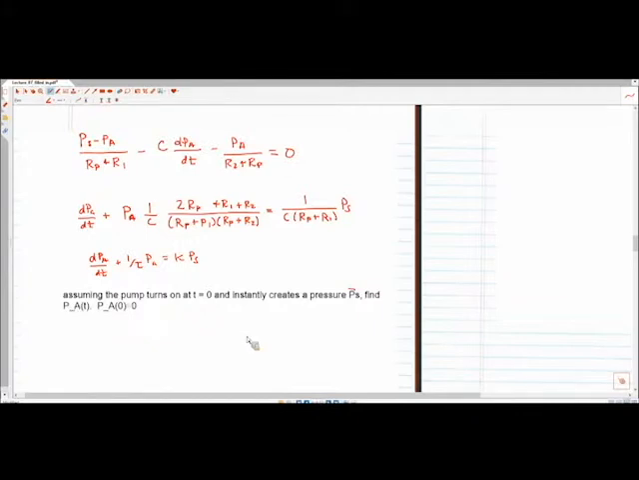We say that the pump turns on at time equals 0 and instantly creates a pressure of PS bar. What kind of function are we looking at there? Karsten: A step function, right? So what we're saying here is that we have the pressure coming from the pump.